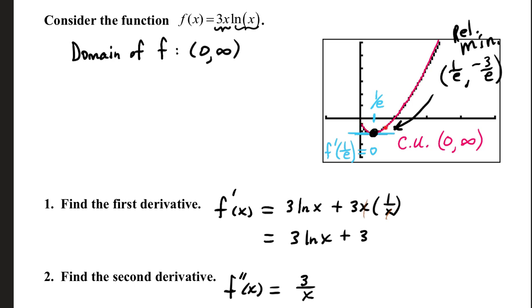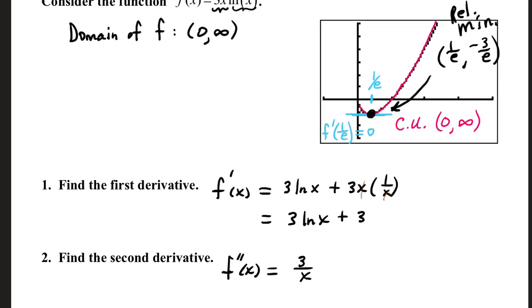But this graph is always concave up. You notice that? It's never curved downward. It's always curved up. That second derivative, for any x value in the domain of the function, which is anything positive, 3 divided by a positive number is always positive. So that's why this graph is always concave up. Let me scroll.